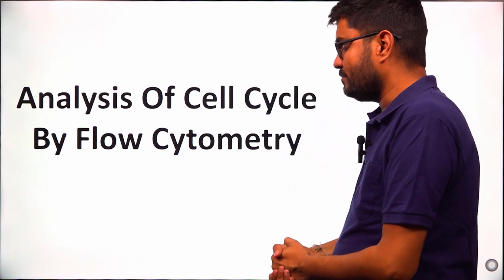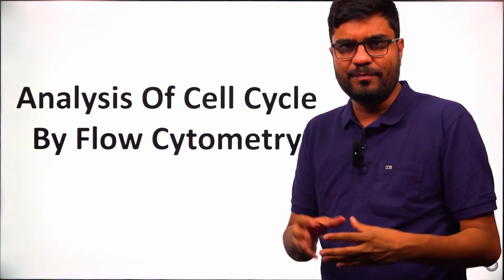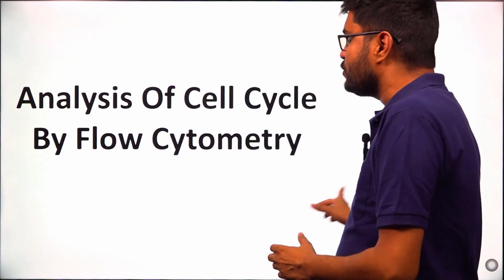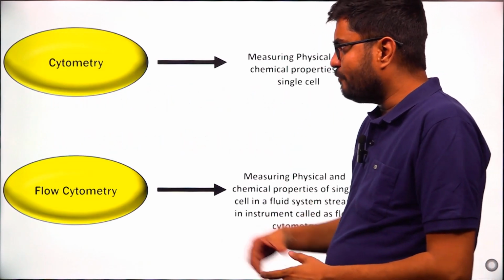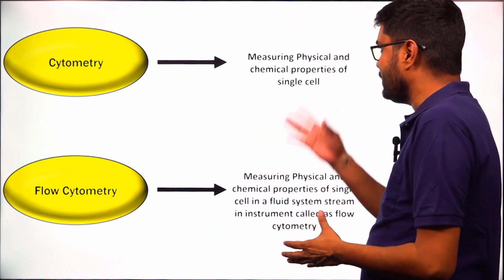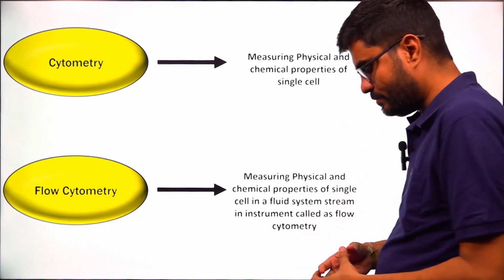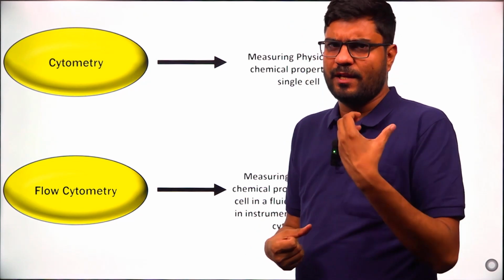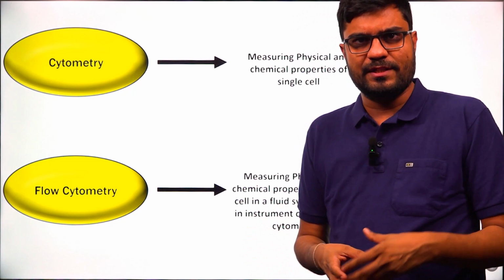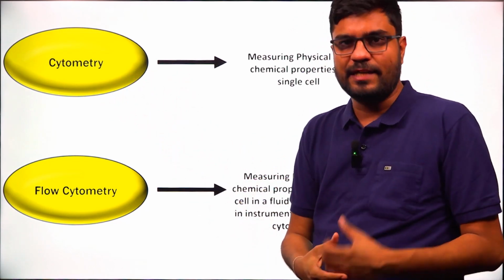So before jumping directly to cell cycle analysis, I will give you a brief idea about the basic principle of flow cytometry. The word cytometry is used when we are measuring physical and chemical properties of a single cell. So what are the physical properties, what are the chemical properties, what are the proteins present in that particular single cell? We call the whole thing cytometry.